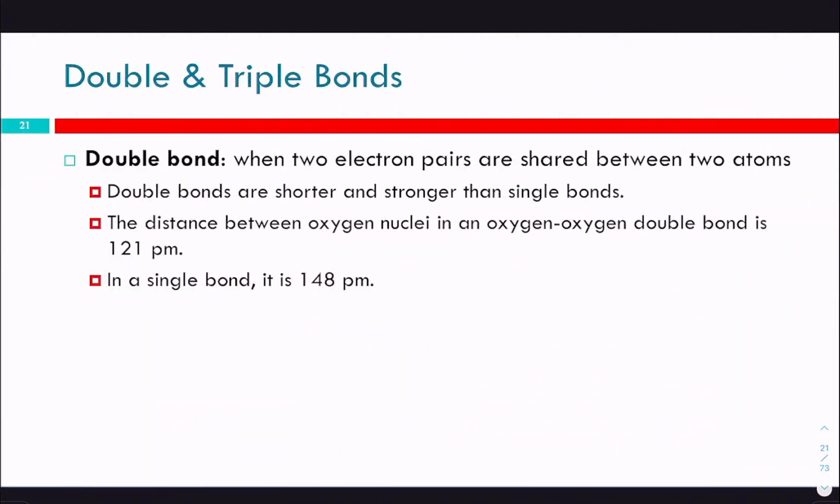So the double bond, right, we're sharing 2 pairs of electrons. That actually makes it shorter than a single bond, and it makes it stronger than a single bond. So the distance for a double bond is about 121 picometers, which I believe is times 10 to the negative 12, so 1 times 10 to the negative 12 meters. And then a single bond is 148 picometers. So when you create this second bond, it brings those atoms, the nuclei, a little bit closer.